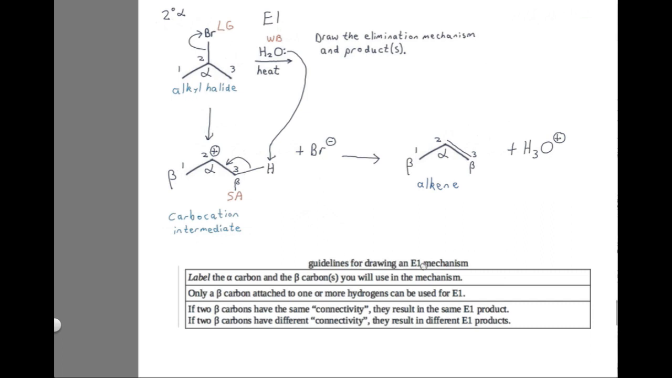Here are some guidelines that are useful for drawing an E1 mechanism. You should always label the alpha carbon and the beta carbon that you will use in the mechanism. Since it turned out that we didn't use this beta carbon in the mechanism, maybe we should now erase that beta symbol, but label the alpha and beta carbons you're using in the mechanism. It should be obvious that only a beta carbon that's attached to 1 or more hydrogens can be used for E1, because the beta carbon has to lose a hydrogen. And we saw that if 2 beta carbons have the same connectivity, they result in the same E1 product. These are all guidelines that would also apply to an E2 mechanism.